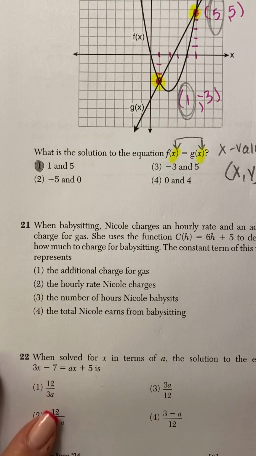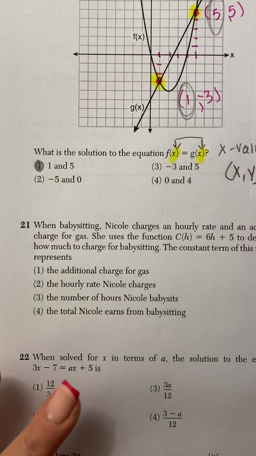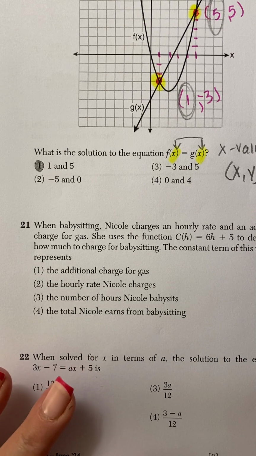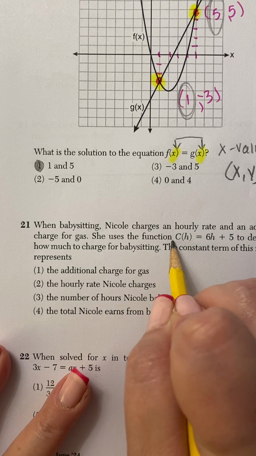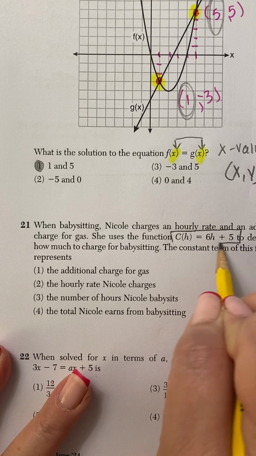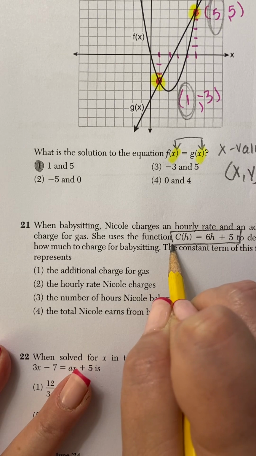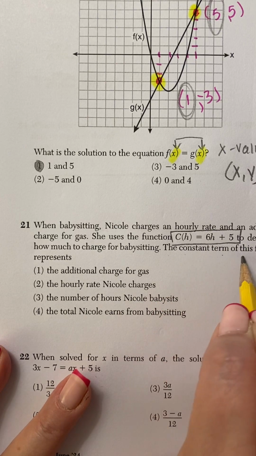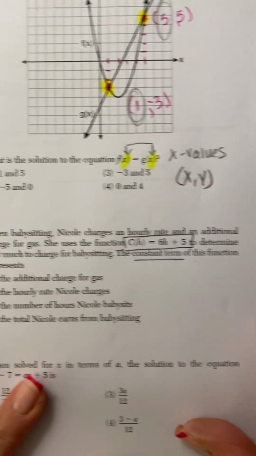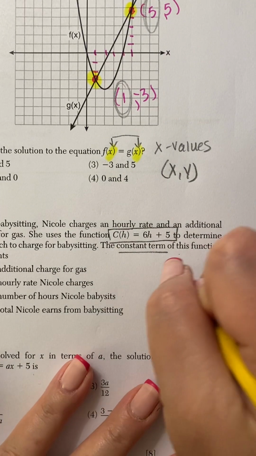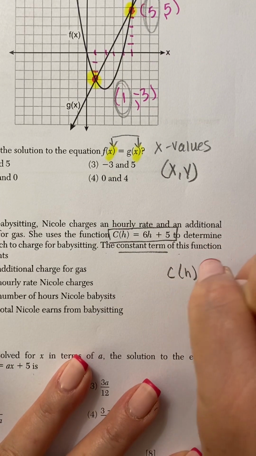Let's move along. When babysitting, Nicole charges an hourly rate and an additional charge for gas. She uses the function C of H is equal to 6H plus 5 to determine how much to charge for babysitting. The constant term of this function. So there's 2 things that we need to know for this question. Number 1 is, what are the parts of this function?